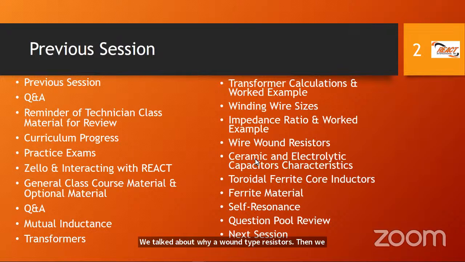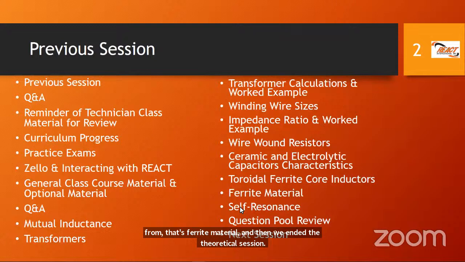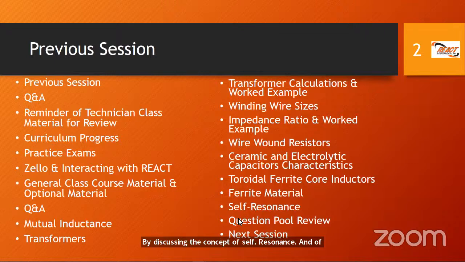Then we looked at ceramic versus electrolytic capacitors and their characteristics. We also discussed toroidal ferrite core inductors, sometimes just simply called toroids. We also talked about the material that ferrite core inductors are made from, that's ferrite material. And then we ended the theoretical session by discussing the concept of self-resonance. And of course, we would have had a look at all of the questions in the question pool related to all of the theory that we would have covered.